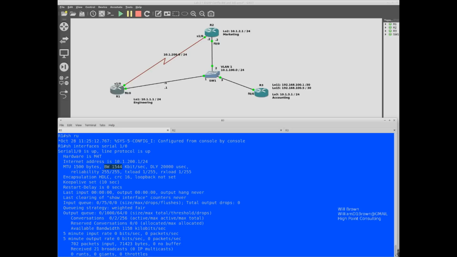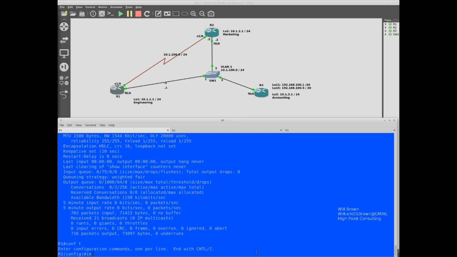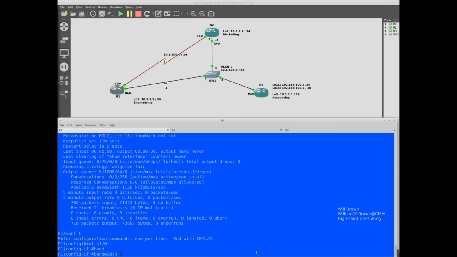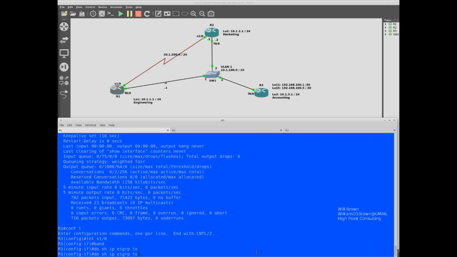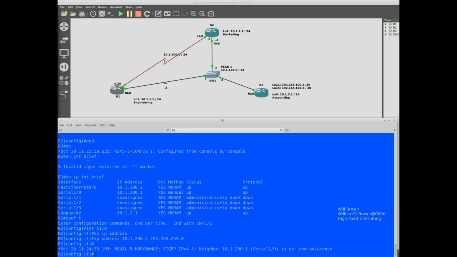So what we're going to do here to drive this home, we're going to go back into the serial interface 1/0, and we're going to change the bandwidth. But before I do that, I want to say do show IP EIGRP topology. We'll do it here from router 2. Do show IP EIGRP topology.